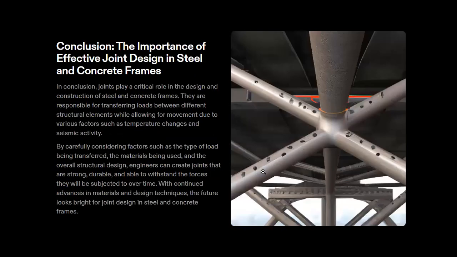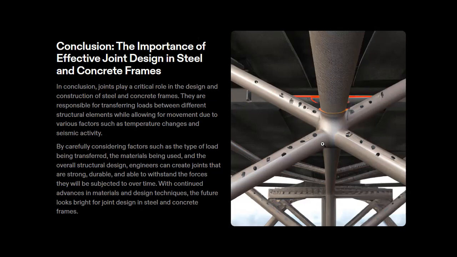Now the conclusion of all the types of structures we were talking about previously. In conclusion, the importance of effective joint design in steel and concrete frames. Joints play a critical role in the design and construction of steel and concrete frames. They are responsible for transferring loads between different structural elements while allowing for movement due to various factors such as temperature changes and seismic activity.